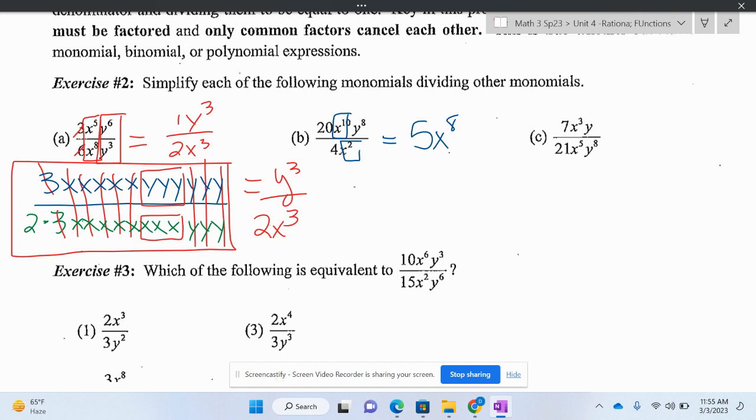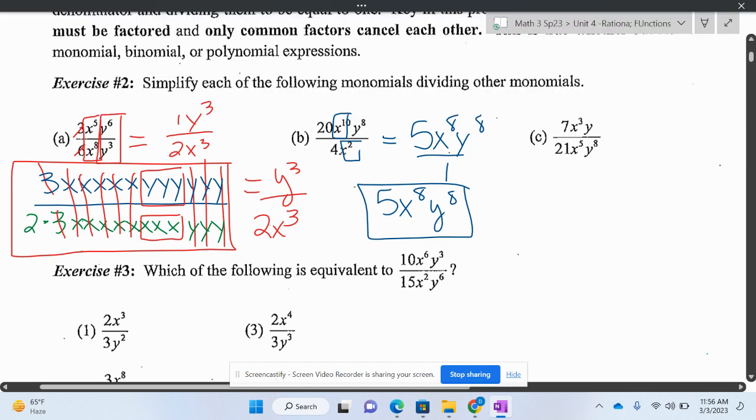And then that y to the 8th is already in the numerator, so it just stays there because there's no y term in the bottom. So we've essentially canceled everything out of the denominator. When you cancel everything out of the denominator, what really lives down there? A 1. We just don't write it. So you really just have 5x to the 8th y to the 8th. Okay?